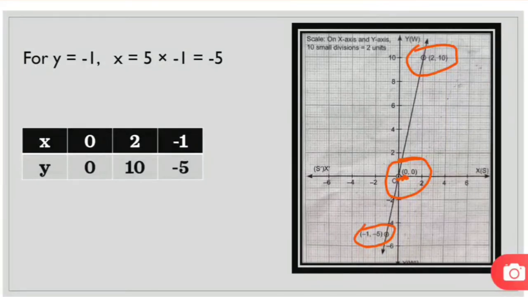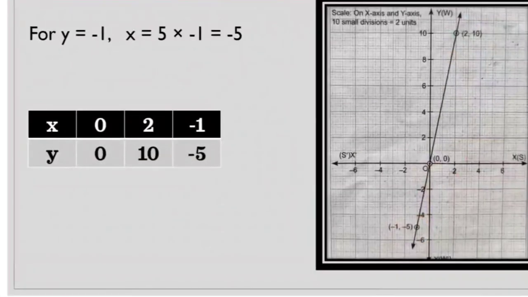After plotting the 3 points, we have to join them and we will get the graph for the equation x equal to 5y. Students, please solve this question in CW. Please solve this question in the graph book.